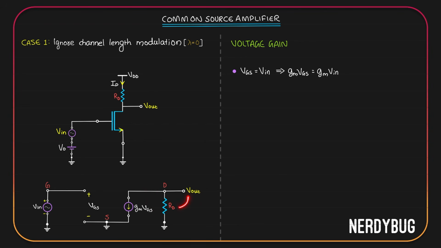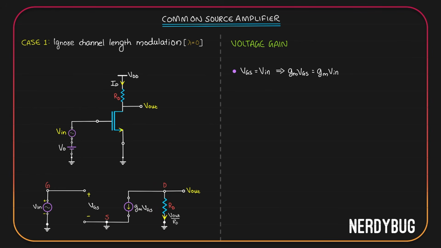Now, take a look at RD. RD is grounded on one end. On the other end, it has a potential that is equal to the output voltage. So the net potential drop across RD is Vout minus 0, which is Vout. Then according to Ohm's law, the current that is flowing through RD will be Vout divided by RD. Let us show it over here.